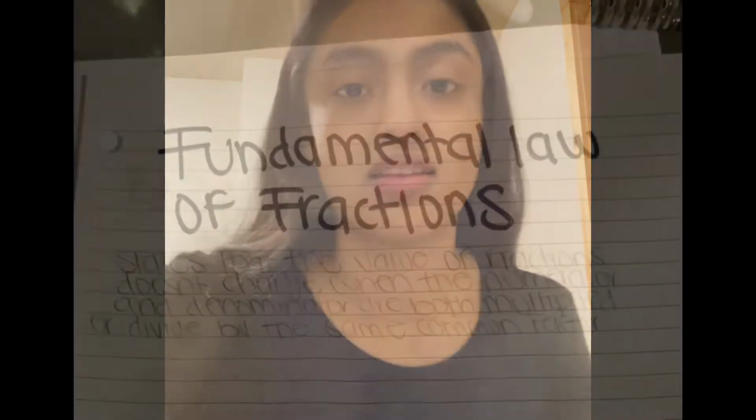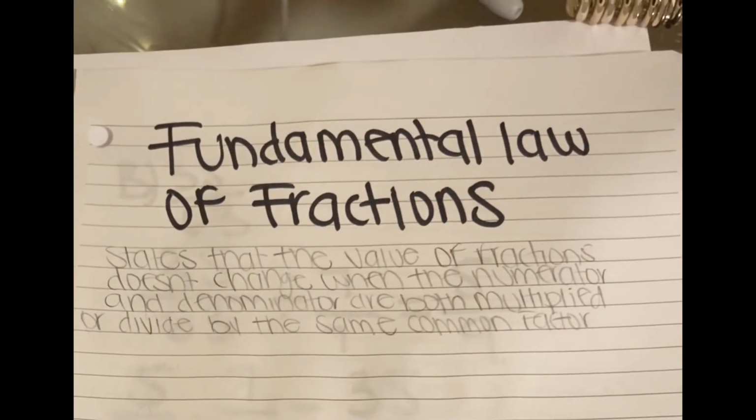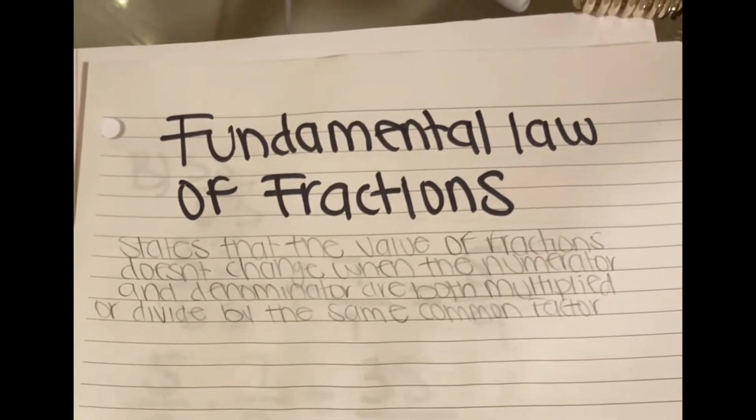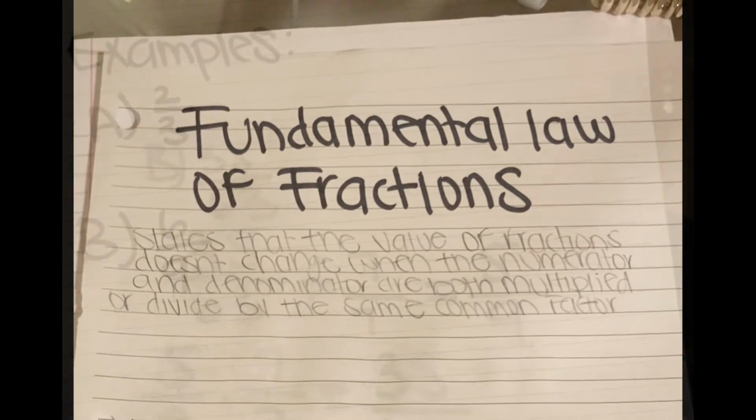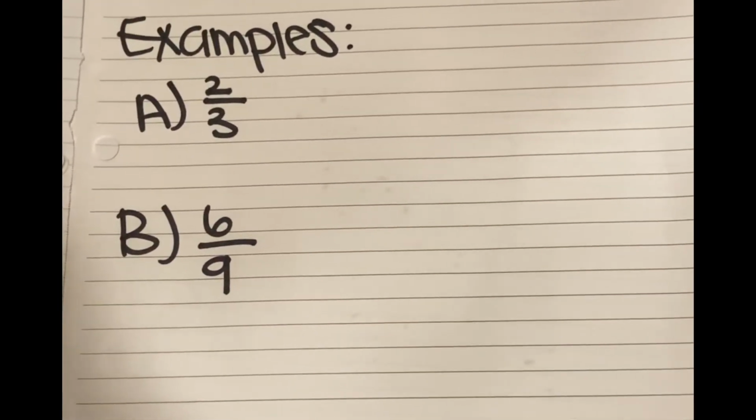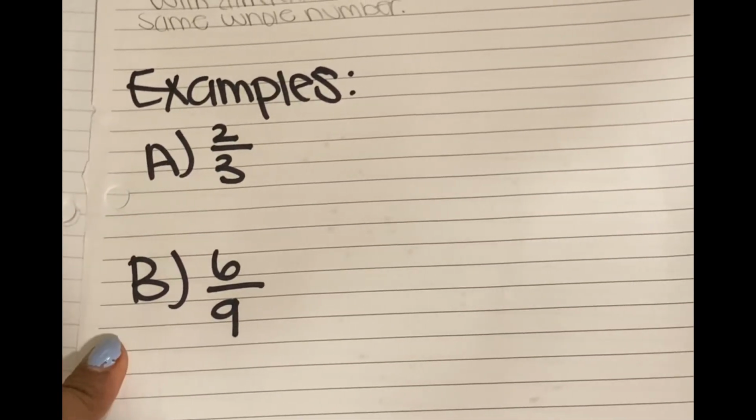Now that we've learned equivalent fractions, we're going to learn the fundamental law of fractions. The fundamental law of fractions states that the value of a fraction doesn't change when the numerator and denominator are both multiplied or divided by the same common factor. We're going to start with some examples. A, 2/3, and B, 6/9.